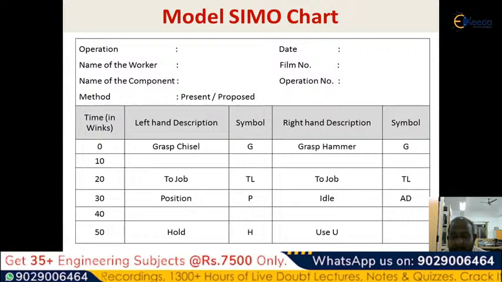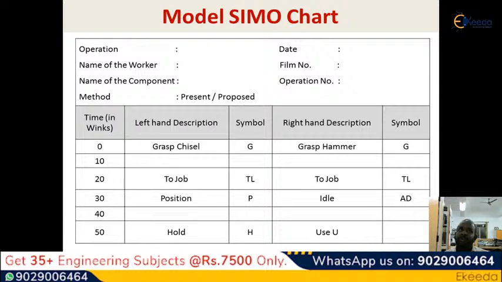So this is the model that I am going to use. This SIMO chart is going to indicate who is the worker I am going to analyze, what is the component he is doing, what is the operation, and what is the film number. Film number in the sense, as I said, you are going to have a movie camera, so which film is going to record his motion? And whether it is going to be a present method or a proposed method.